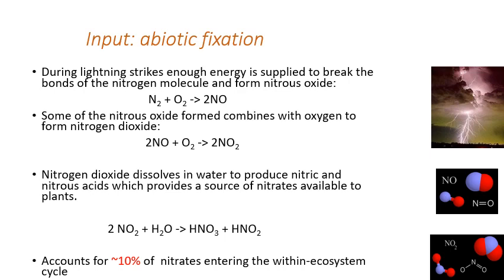And this form of abiotic fixation also actually occurs in internal combustion engines of cars because of the high temperatures that they achieve. So actually by driving our cars around, we are increasing the amount of available nitrogen in the ecosystem because we're inadvertently making a whole lot of nitric and nitrous acids that can then enter into ecosystems.